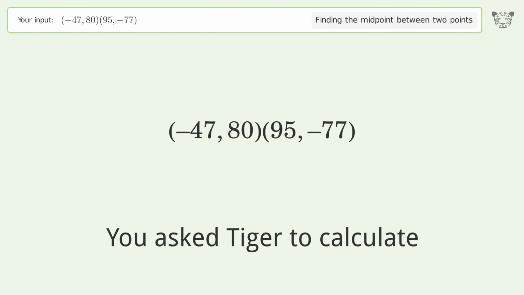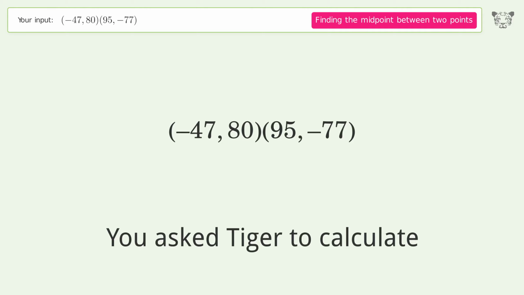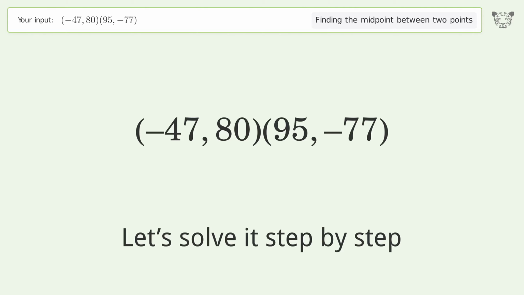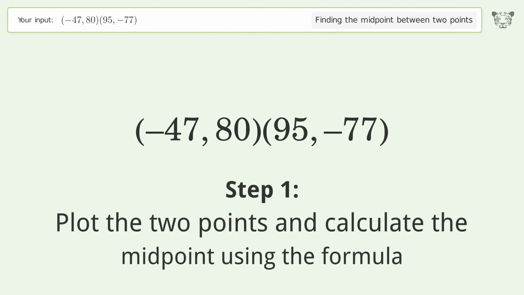You ask Tiger to calculate. This deals with finding the midpoint between 2 points. The midpoint between the 2 points is 24, 1.5. Let's solve it step by step. Plot the 2 points and calculate the midpoint using the formula.